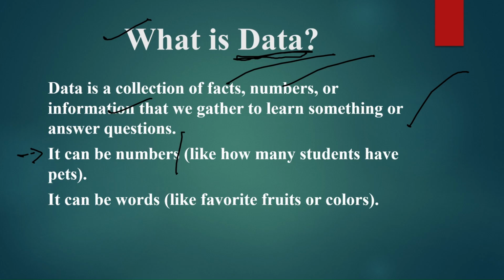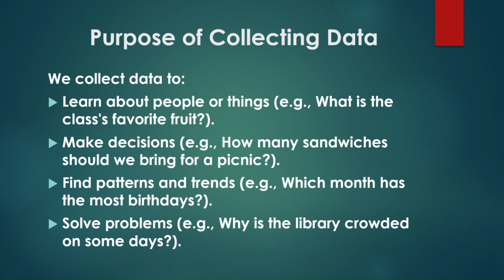It can be words also, like favorite fruit or color. Fruit we already talked about. First we gather information on which fruit, and that was banana. It also can be in words or in numbers, like 6. Okay. Let's move on.